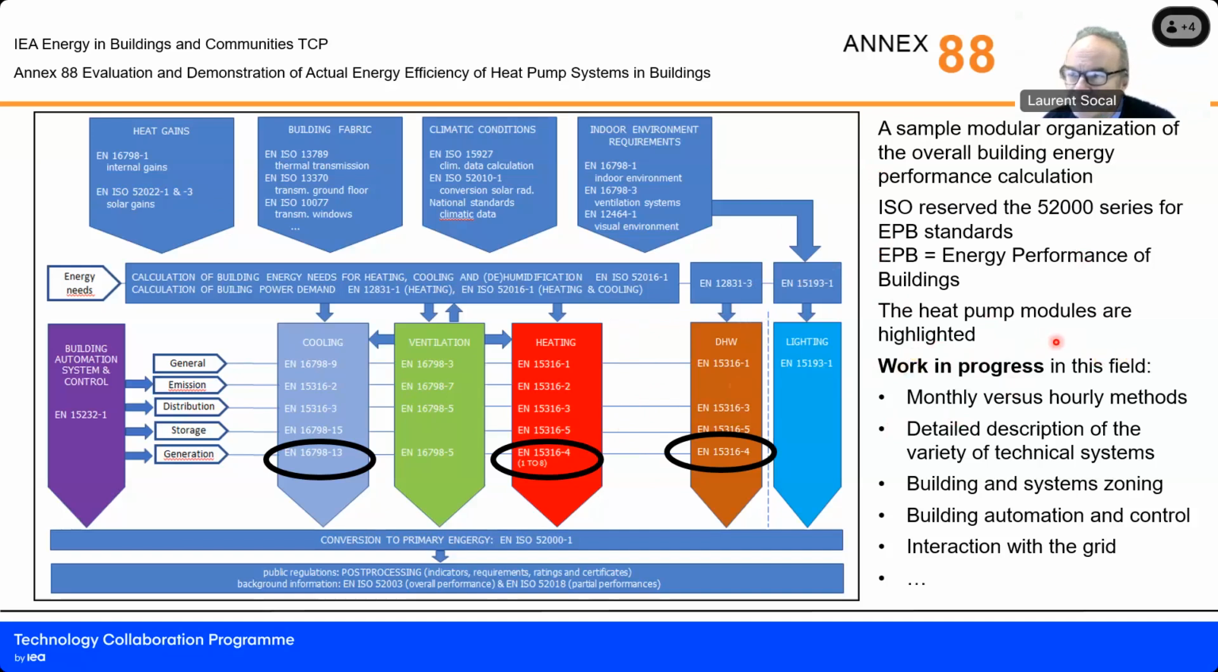In the building energy performance calculation, there are discussions about monthly versus hourly methods, and how far we detail the description of the technical system, things about building and system zoning, building automation and control, because we want buildings that are more and more efficient. That means also more and more complicated. So this has consequences also on the calculation of a specific part of the building, such as a heat pump, which is extremely sensitive to operating conditions.